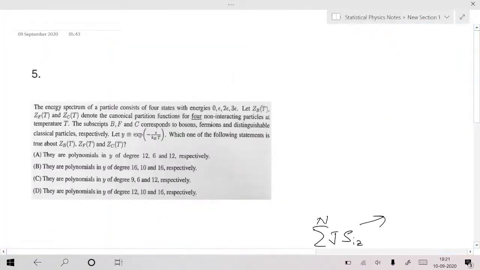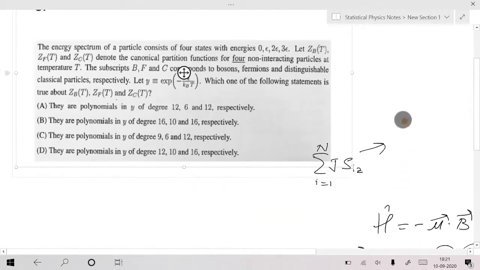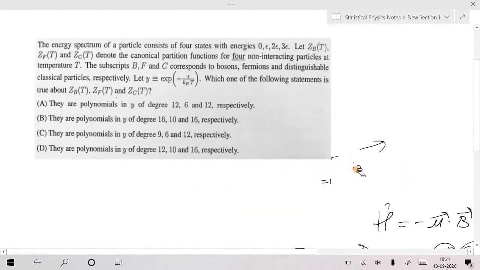Okay, he said the energy spectrum of the particle consists of 4 states with energy 0, E, 2E. So single particle energies are 0, E, 2E, and 3E. ZB, ZF, and ZC denote the canonical partition functions for 4 non-interacting particles at temperature T. I think we did this one.